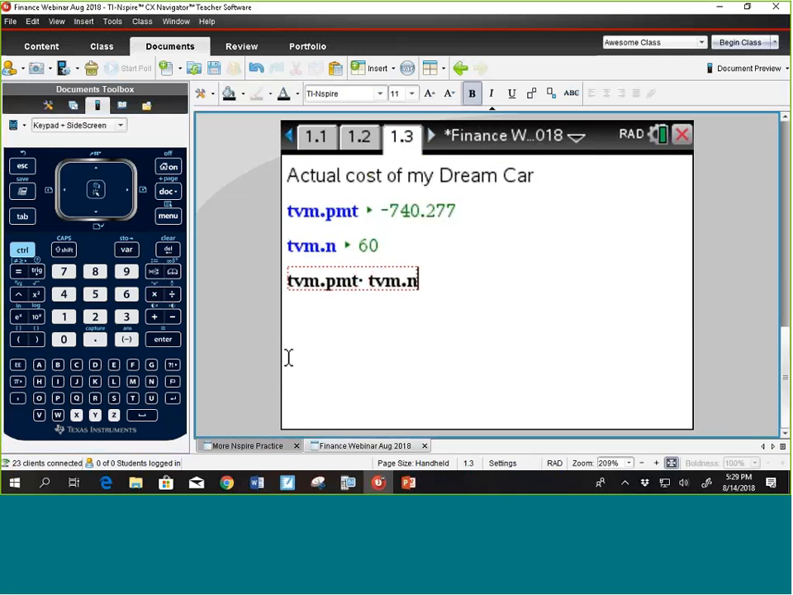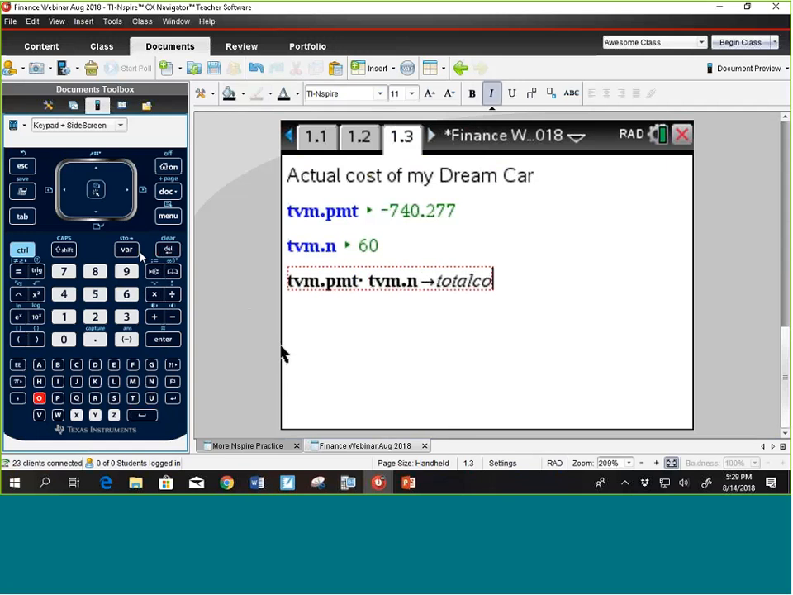And I'm going to save that. I'm going to store it. And I'm going to call that total cost, no space. So I'm going to create a variable there when I take my payment and my number of payments, and I've now made total cost. And so I see something up here about some negatives, and remember my amount that I'm borrowing was $40,000, and so when I make a payment I'm taking away $740.28 each month. And so I have taken away from my account, you know, that's how I'm looking at it, $44,000.